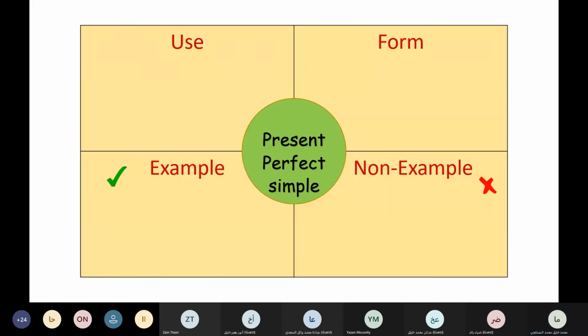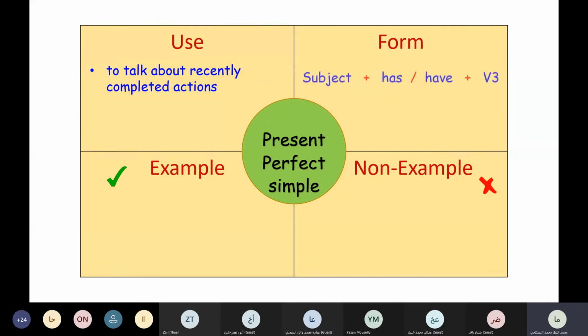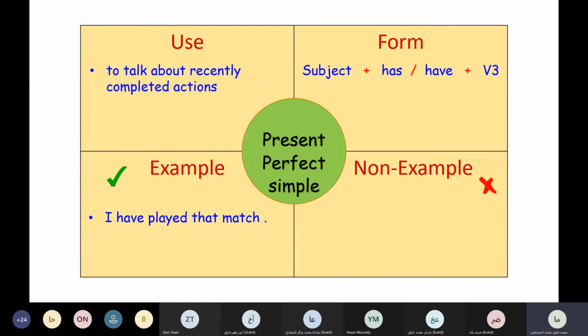Okay. Now here we have just a summarization about the present perfect. We use it to talk about recently completed actions. Form: subject, has or have, plus verb 3. Here we have examples. I have played that match. This is not an example: He played yesterday. This represents what? Simple past.